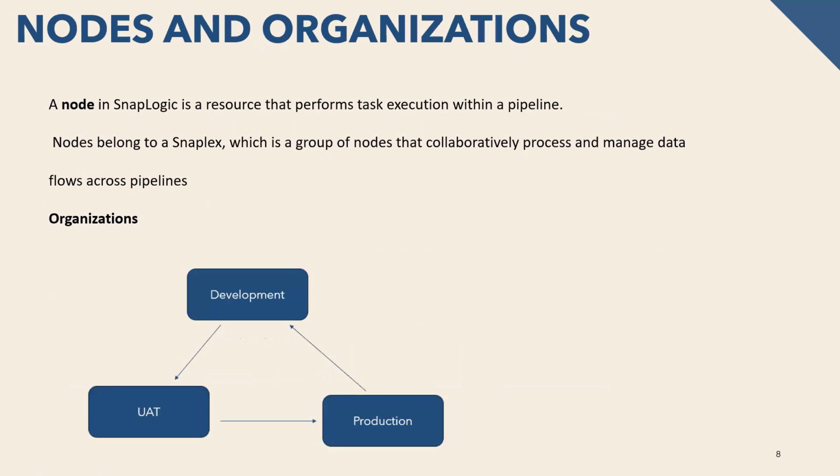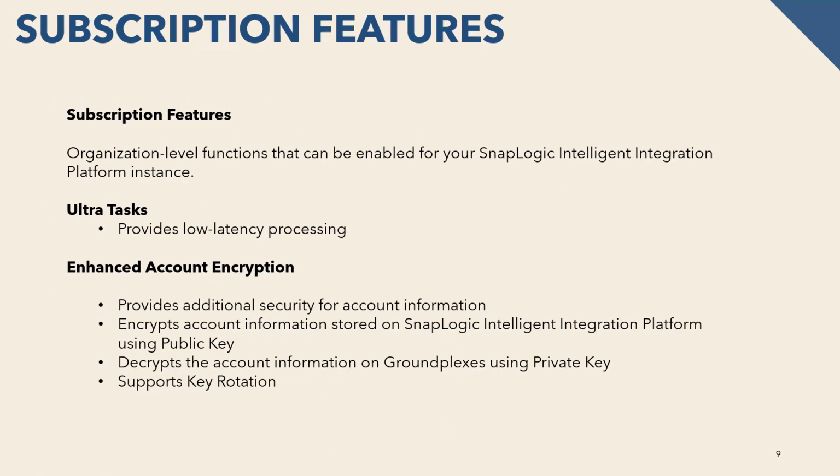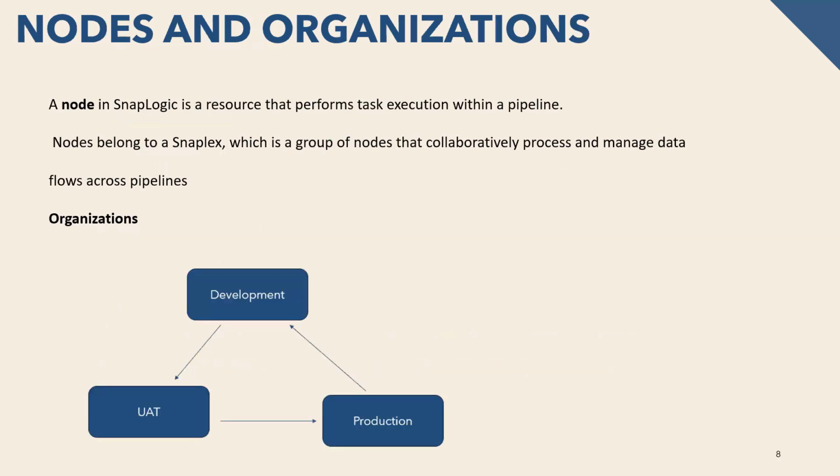Now, we have the concept of a node. As I said, in order to execute the pipeline, we require a server. That server is what we call a Snaplex. The server inside the Snaplex is what we call a node. With the help of this node, you can execute your SnapLogic pipeline. This node can be a Windows machine or a Linux machine where your SnapLogic application is installed, and the SnapLogic application runs on its own JVM.